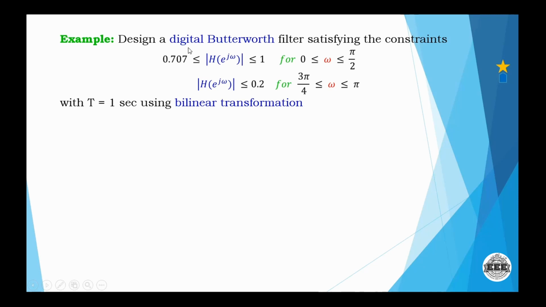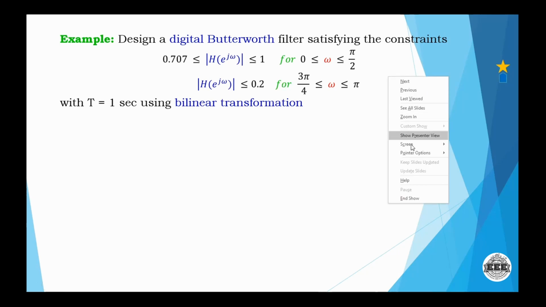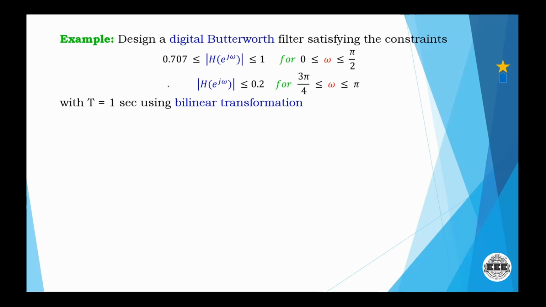Here, this part is going to be called the magnitude part. And the remaining part is going to be called the frequency part. This is magnitude and phase. So like that it will be determined. From this magnitude part, we are going to determine the attenuation value, and from this phase part, we are going to determine the frequency values.